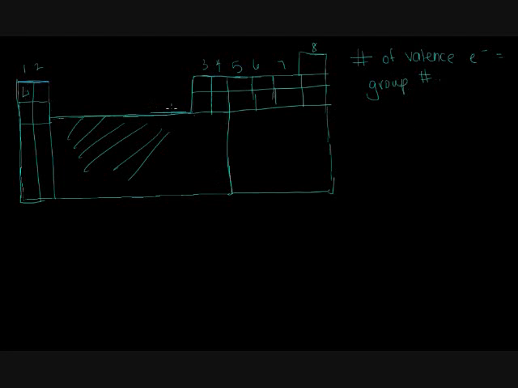So, you look at lithium, right? We have lithium right here. It's in group 1, so it has 1 valence electron. Same goes for the rest of them. In group 2 we have magnesium. That means the valence number of magnesium is 2.